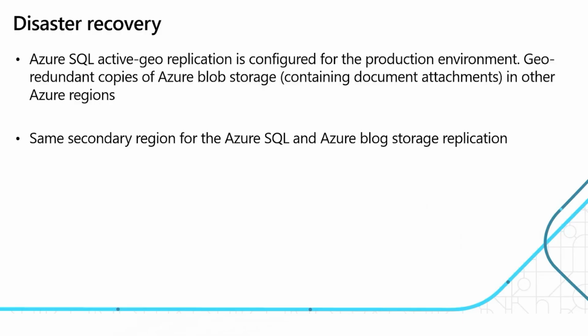When it comes to disaster recovery for your environment, Azure SQL provides you with active geo-replication, which is configured for your production environment. Geo-redundant copies of your Azure blob storage containing your document attachments are kept in other Azure regions. In the same secondary region for Azure SQL and Azure blob storage, replication also takes place.